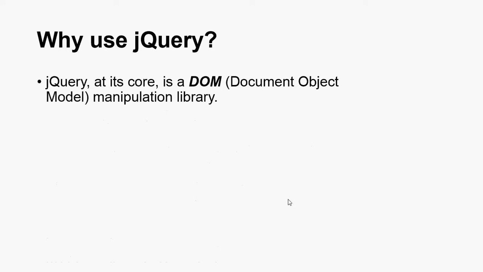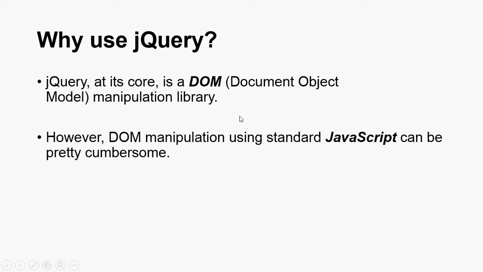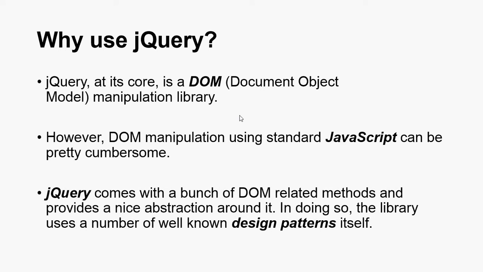And why do we use jQuery, and how does it make things easier for us to use JavaScript? First of all, we should know that jQuery at its core is a DOM manipulation library, and DOM is short for Document Object Model, which is a tree structure representation of all the elements of a web page. However, DOM manipulation using standard JavaScript could be pretty cumbersome. Fortunately, we have jQuery. jQuery comes with a bunch of DOM related methods and provides a nice abstraction around it. In doing so, this library uses a number of well-known design patterns itself.